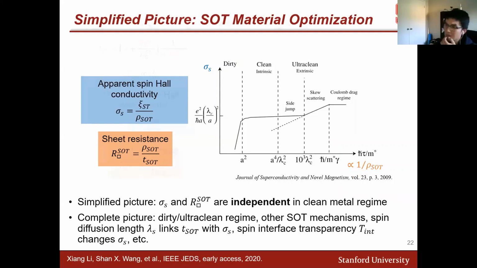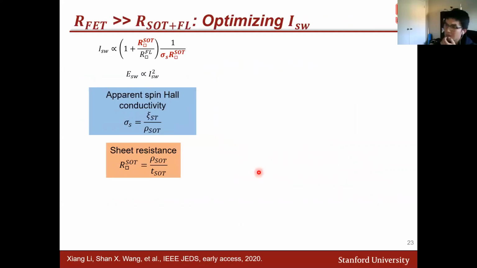And if that's the case, then we can write the switching current and switching energy using this very simple, simplified equation here. And the one thing that I used as an assumption is that the total FinFET resistance is much larger than the SOT resistance, which I will confirm later that this is the case. It is true in all cases.